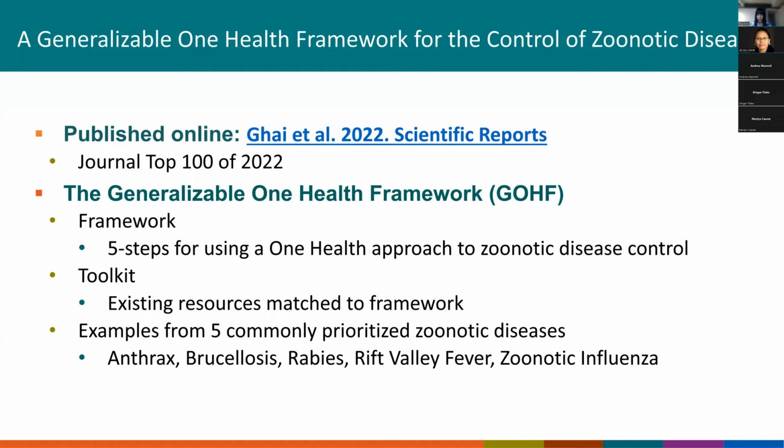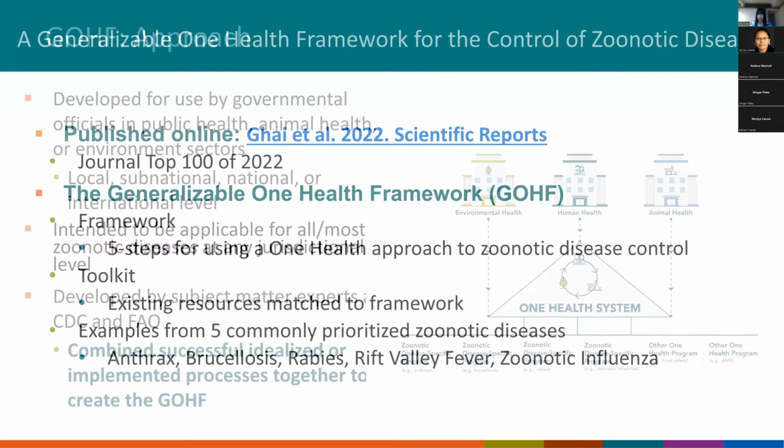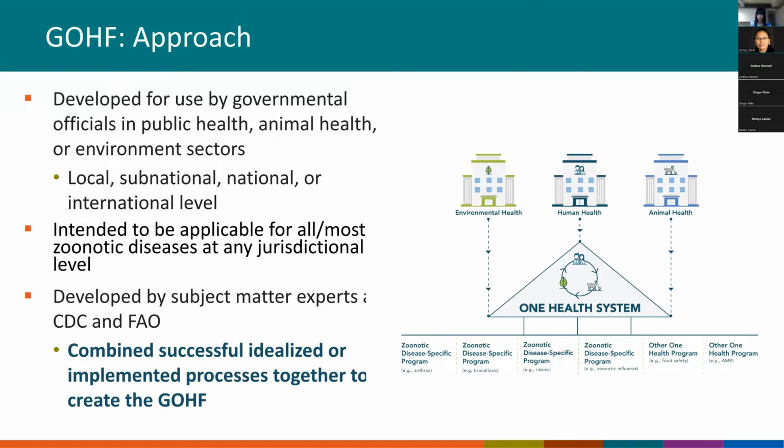So this framework has 5 steps and associated actions that are intended to try and help build One Health capacity to prevent and control zoonoses. And it includes a toolkit as well as some examples from a few commonly prioritized zoonoses like anthrax, brucellosis, rabies, etc. So I'll talk a little bit more about what the GOF actually is.